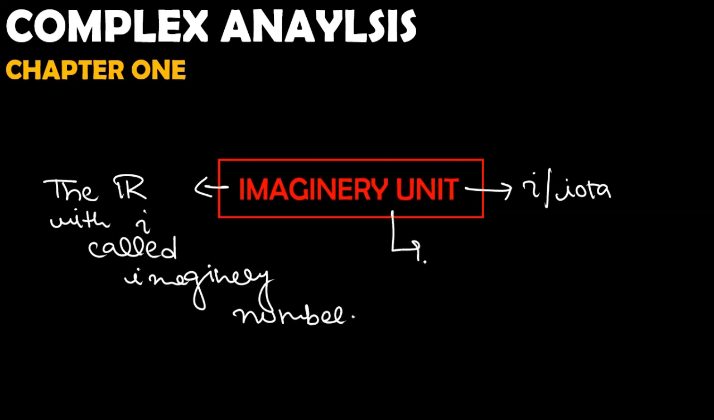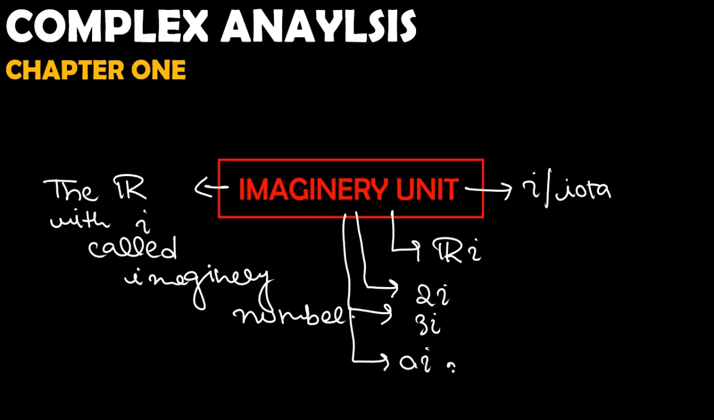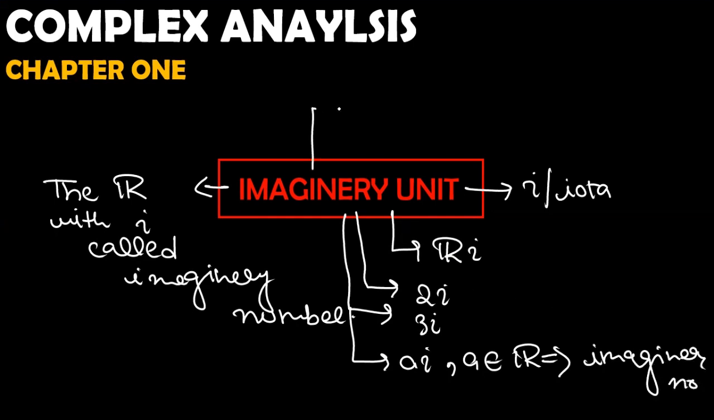If we have a real number and multiply it with iota, we get an imaginary number, for example 2 iota is an imaginary number, like 3 iota. So all numbers ai, where a belongs to the real numbers, are imaginary numbers. Always remember that. And a very important thing about them is its value.